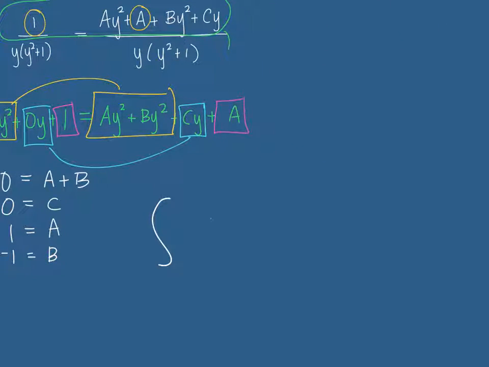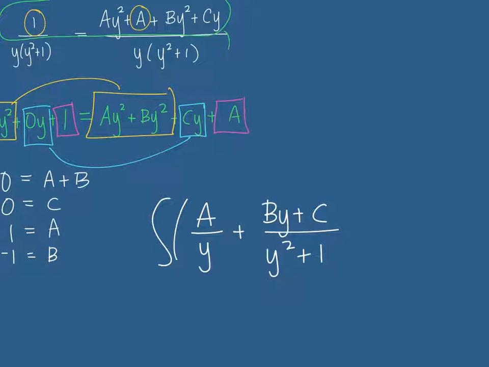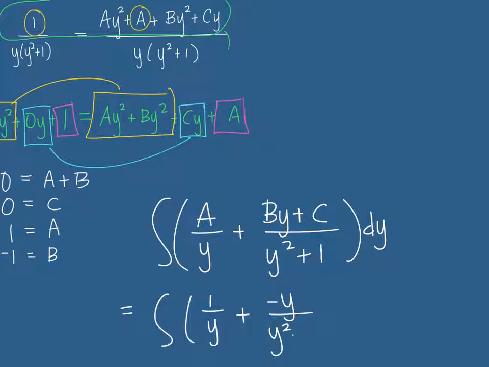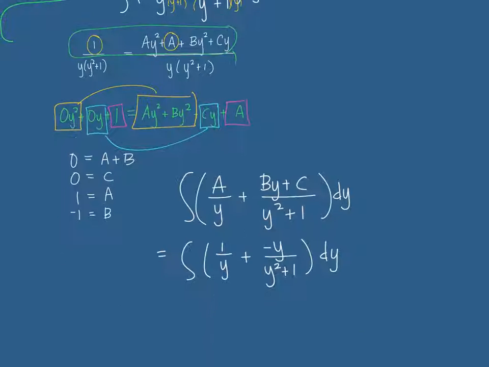I better rewrite it. So I had A over y plus By plus C over y squared plus 1. I had all of that. I just figured out that A is 1, that B is -1, and then C is 0. So I now have 1 over y plus -y plus 0 over y squared plus 1 dy. All of that was just plain algebra. Now I'm ready for calculus.